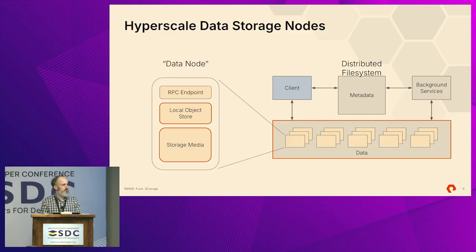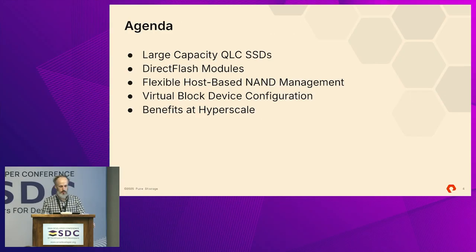So these nodes have extreme capacity, performance, and efficiency requirements. But TLC is expensive, and hard drives are slow, and both are small. So what about QLC? Hyperscale data storage nodes optimize the performance, cost, and capacity through efficient use of QLC.